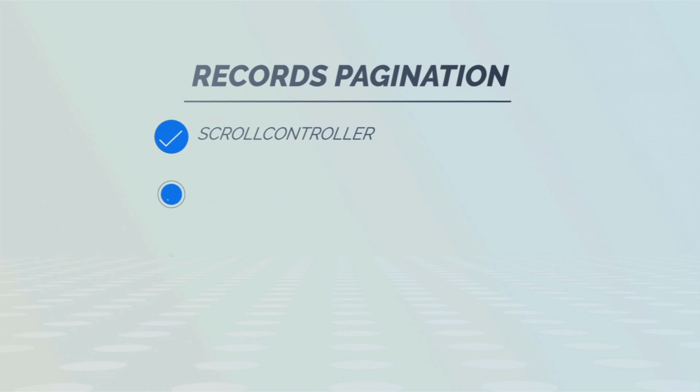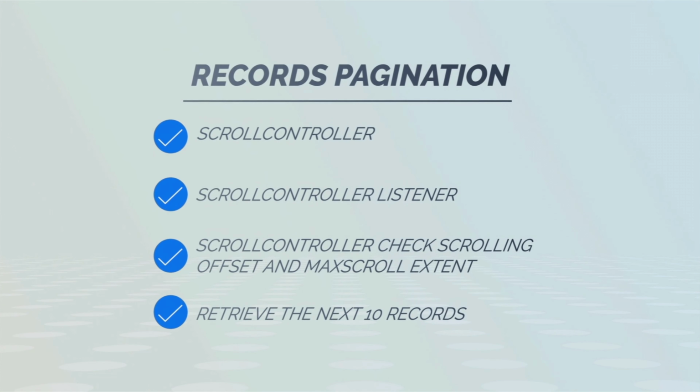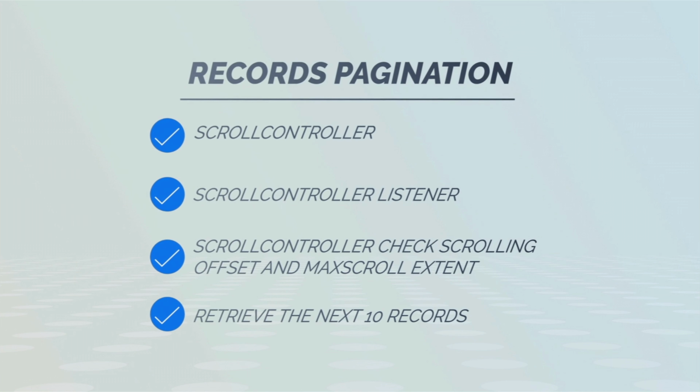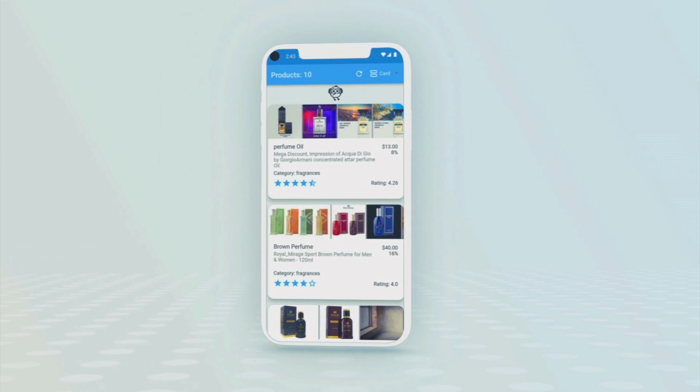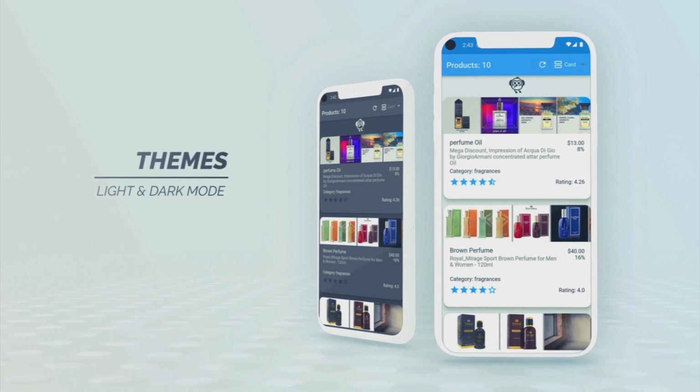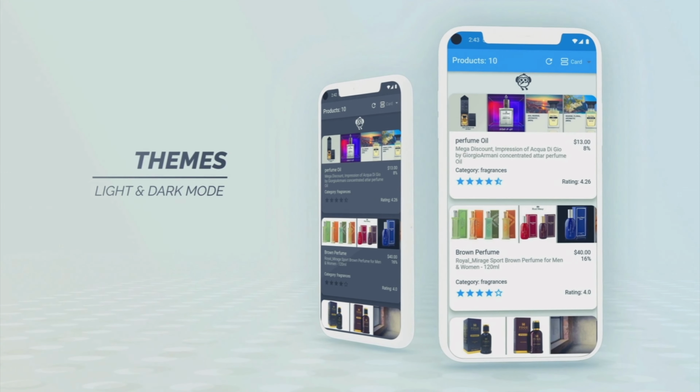To create records pagination, we'll use a scroll controller, a scroll controller listener, a scroll controller checking scrolling offset and maximum scroll extent in order to retrieve the next 10 records. Create themes light and dark mode and the ability to switch between them depending on the user's system settings.